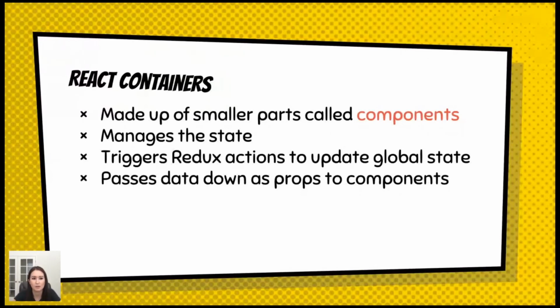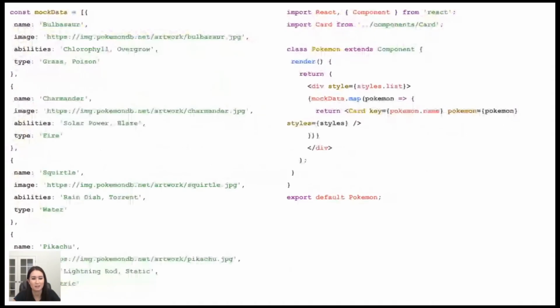So this is an example. This obviously isn't from the IBM Cloud because I couldn't show that, but I did a workshop around the same idea with Pokemon. This is an example of a container. You have your data, and this is just mock data, but let's say you were querying this from GraphQL. This is where all that would happen. And then here you can see I'm going through my mock data and returning a card component. So this is the container, and the card is the component. I'm doing all my logic in here and just passing down the Pokemon name, Pokemon object, and styles.